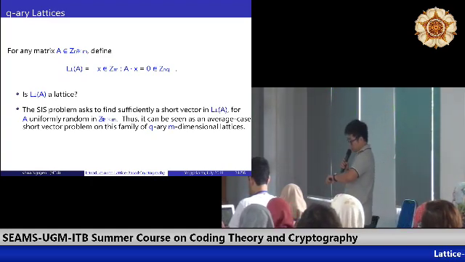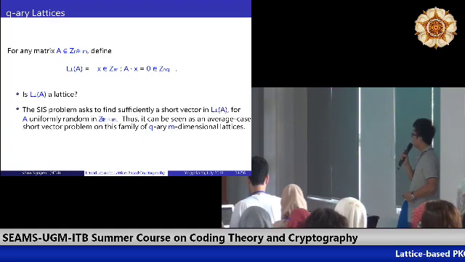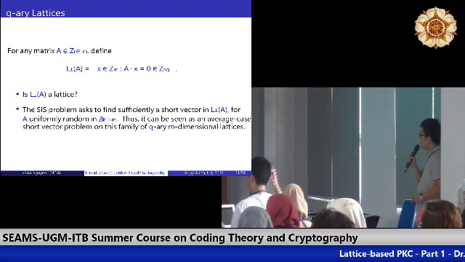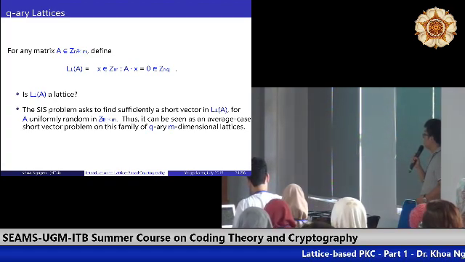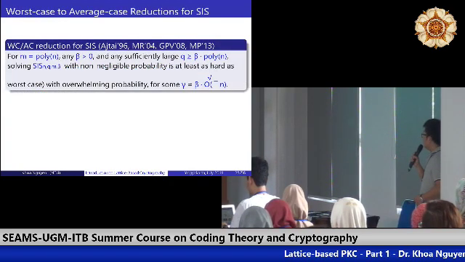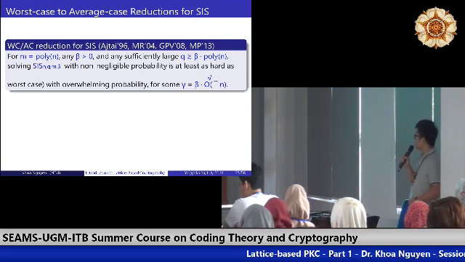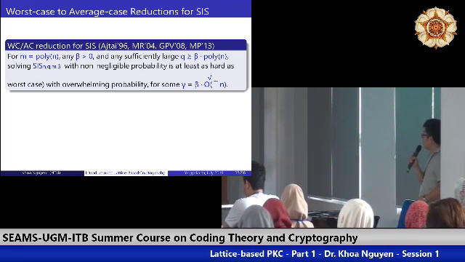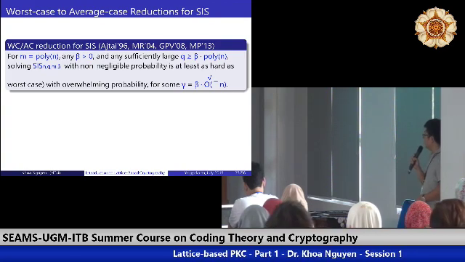So to conclude the first part of the lecture, let me recall the hardness result, which is called the worst-case to average-case reduction for SIS. This was first obtained by Ajtai and improved in various subsequent works. This theorem says that for any polynomial m in n, where n is the security parameter, any positive beta, and any sufficiently large q, solving the SIS problem with parameters n, q, and beta with non-negligible probability is at least as hard as solving the lattice problems SVP and SIVP on n-dimensional lattices with overwhelming probability, for some gamma equal to beta times a small function in n.